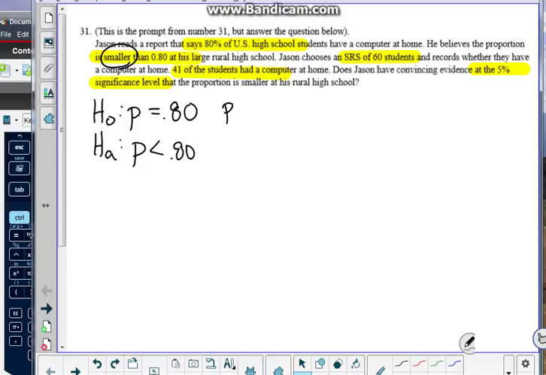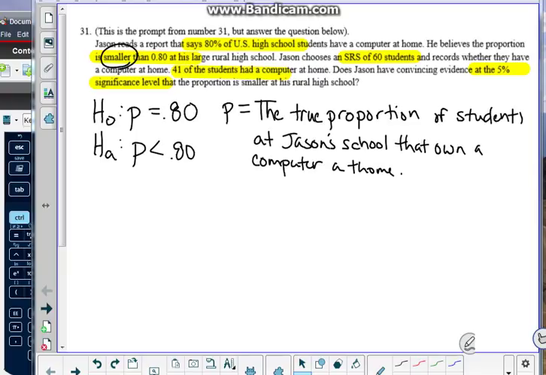We have to make sure that we define what p is, so we'll go ahead and do that now. We understand that p is going to be the proportion of students at Jason's high school that say they own a computer at home. And that's very important that we specify that it's Jason. So I'll take a second to write that down. Give me just a moment. Okay, so we have our hypothesis statement written out. We've defined our parameter in the population of interest.